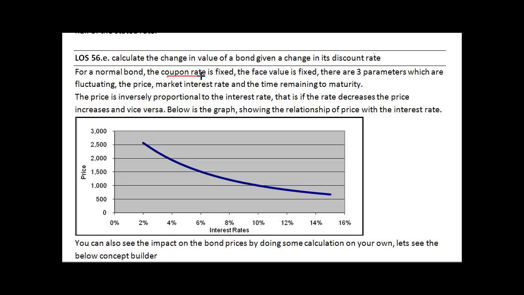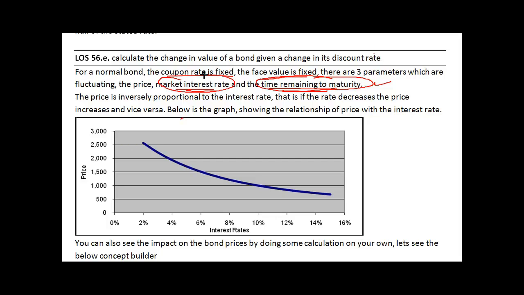So the coupon rate is fixed, you cannot change the coupon. Cash flow you cannot change, face value you cannot change. The only thing that you can change is the interest rate, okay, and the time remaining to maturity. The time remaining to maturity will change as time passes.